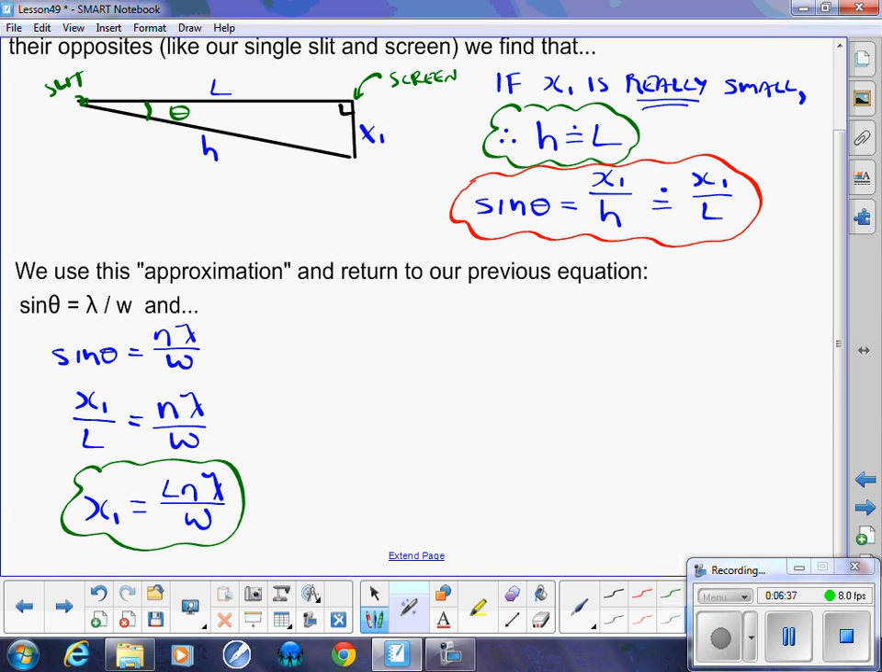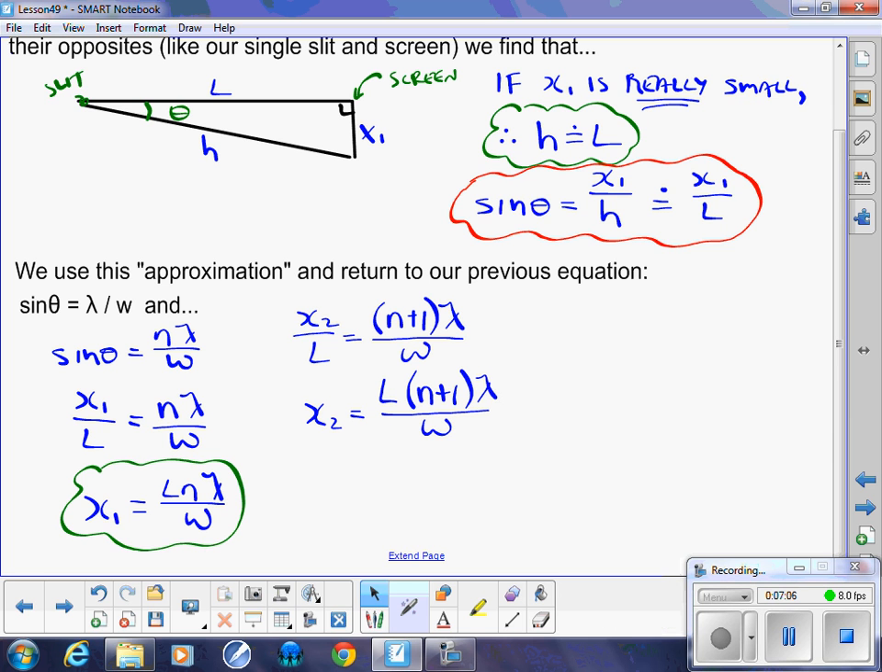Then we can look at the next maxima. So x2 over L is equal to, or I guess the next dark band would be not just n, it's going to be the next one. So we're looking at the dark band beside the one we just looked at. x1 is the first dark band, x2 is the next dark band. So x2 then will equal L (n plus 1) lambda over w. So there's that second relationship.